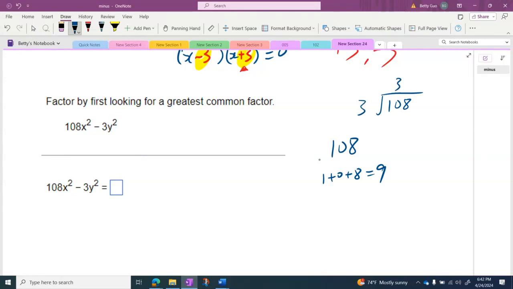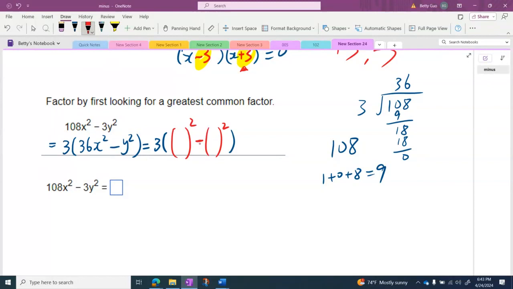You have a calculator, so I believe you can figure it out. And if we divide 108 by 3, we have 36. So we factor 3 out because 3 is the GCF. In the parentheses, we're going to have 36x squared minus y squared. But we're not done yet. If you stop here, then you're going to lose a point. This is not the final answer. And look at whatever is inside the parentheses. Whatever is inside the parentheses is a difference of two squares.